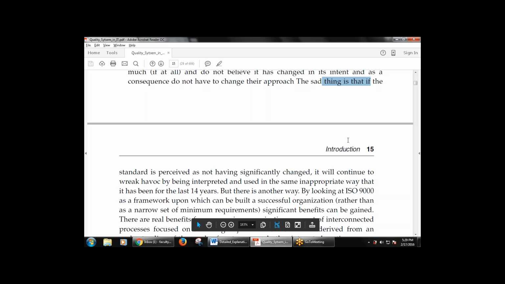The sad thing is that if the standard is perceived as not having significantly changed, it will continue to wreak havoc by being interpreted and used in the same inappropriate way that it has been for the last 14 years. But there is another way: looking at ISO as a framework upon which successful organizations can be built.